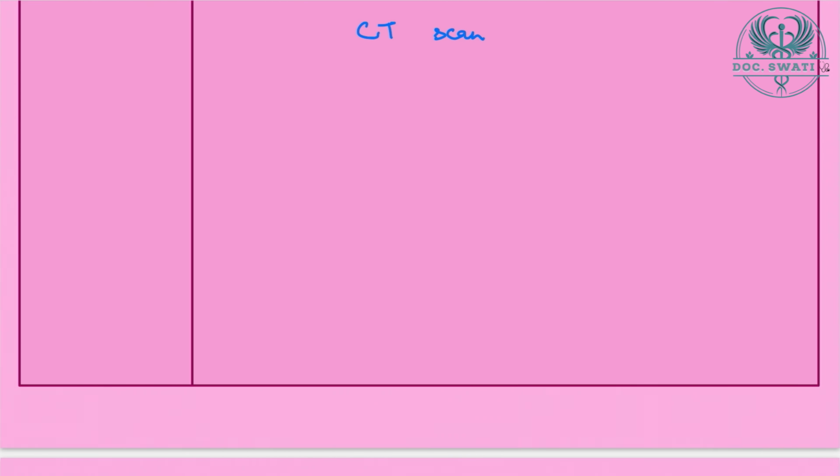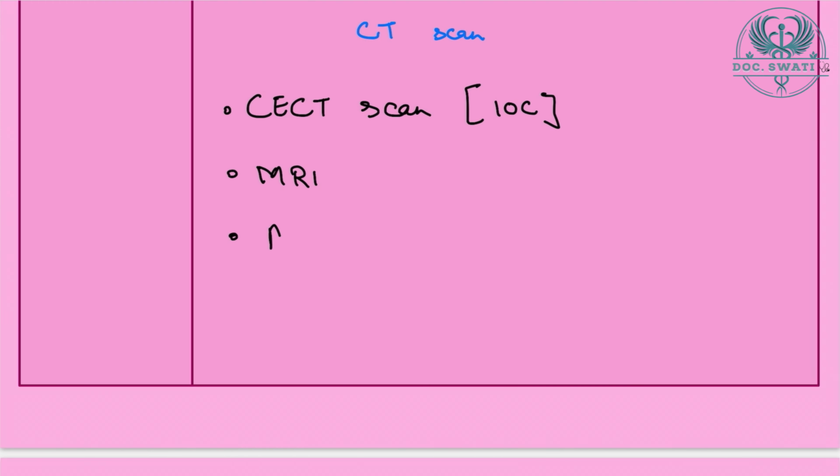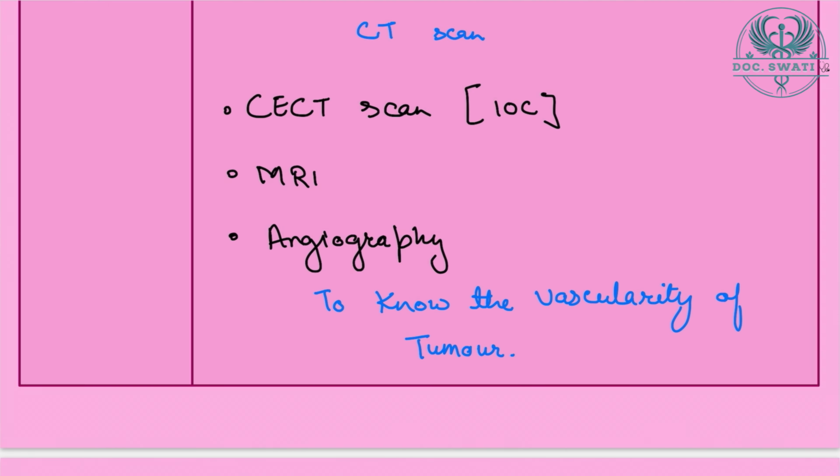Next, we have CECT scan, and this is the investigation of choice for this disease. Next, we have MRI and angiography to know the vascularity of the tumor. Now let's talk about the staging done in juvenile nasopharyngeal angiofibroma, and it is called Radkowski staging.